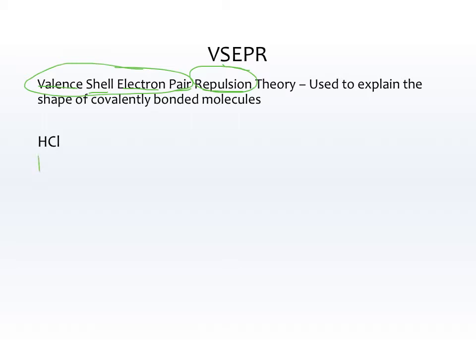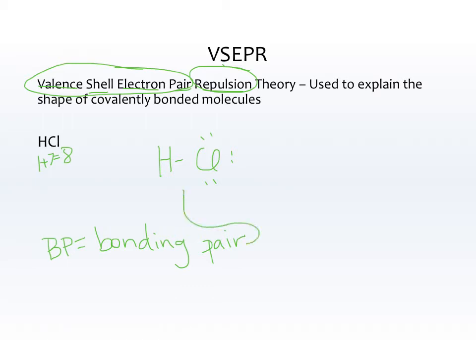HCl has 1 plus 7, which is 8 electrons. So it should look something like this. So there is my HCl. Now I need BP-LP. BP stands for bonding pair. This is the line between 2 atoms in a covalent bond. LP stands for lone pair. This is a pair of dots that's sitting by itself on an atom.